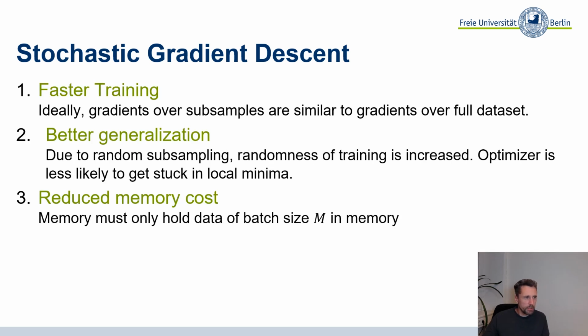So to summarize here, stochastic gradient descent speeds up training times by introducing randomness. We are less likely to get stuck in minima, in local minima, and we can reduce memory cost, so that training with huge data sets is made possible.